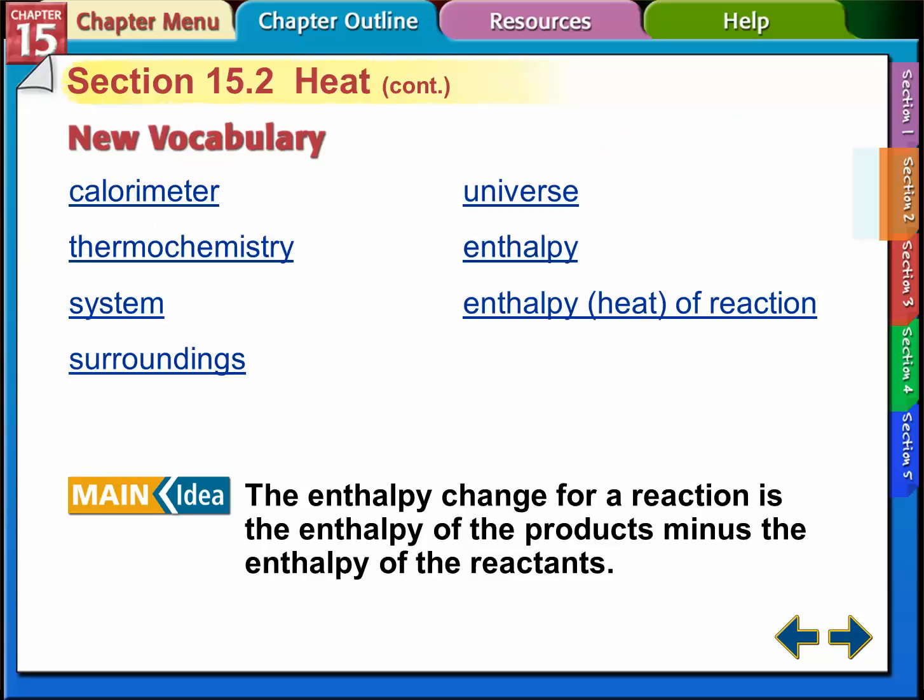The main idea here is that the enthalpy change for a reaction is the enthalpy of the products minus the enthalpy of the reactants. And essentially, for enthalpy, you can substitute the word heat. Heat and enthalpy go together, okay?